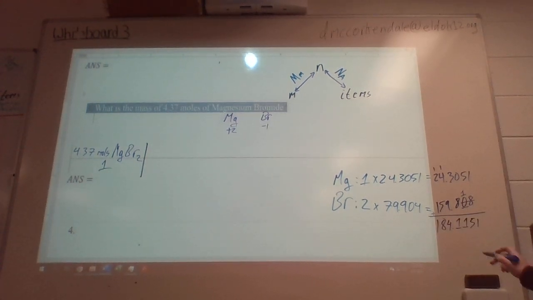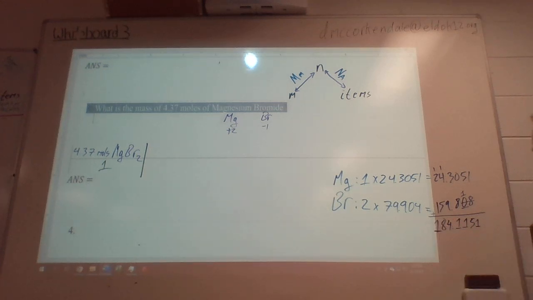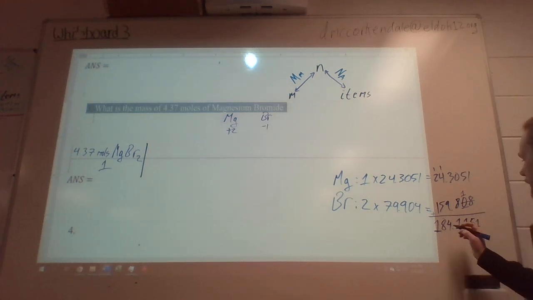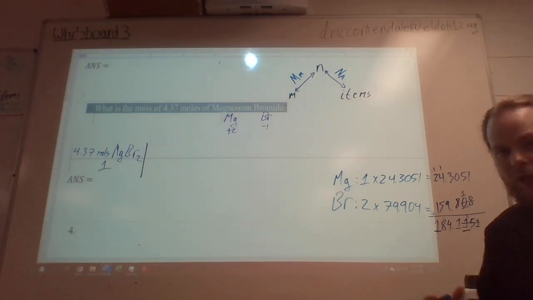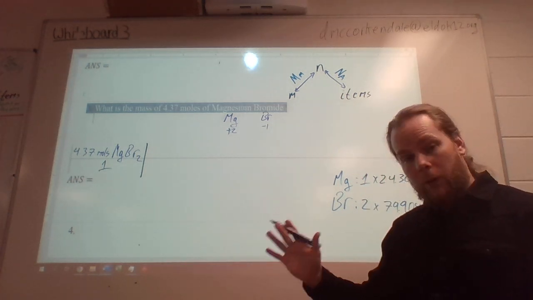Then we add this up, and that gives us 184.1151. Once again, sig figs: we have 5 digits in this number and 6 digits in this number, so this needs rounded to 5 digits. The 1 here is our last number, so the 5 is going to make that become a 2. So 184.12. Now we take that number, and that is going to be our molar mass.